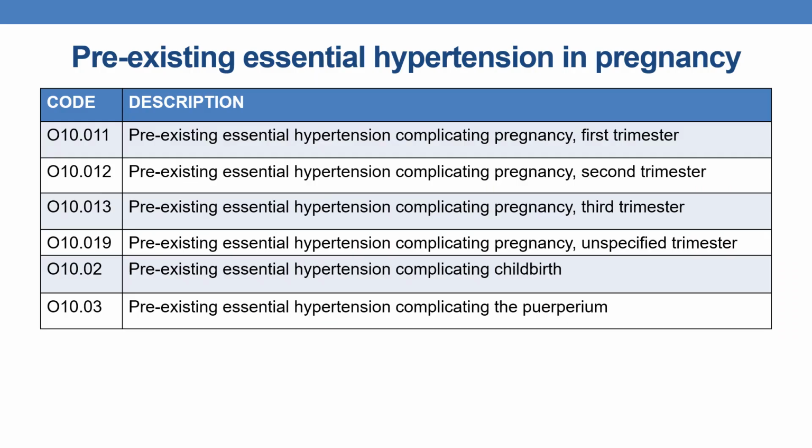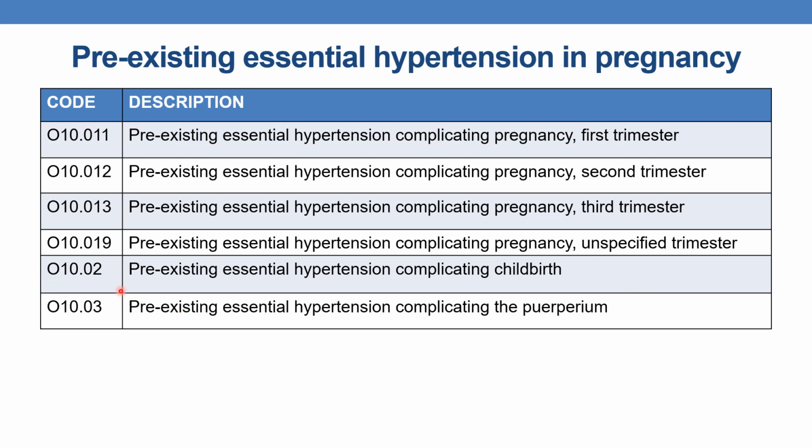Now here you can see the individual codes. O10.011 deals with pre-existing essential hypertension complicating pregnancy, first trimester. Here, 1, 2, 3, 4, 5, 6. The sixth character 1 indicates first trimester. Sixth character 2 indicates second trimester. Sixth character 3 indicates third trimester. And sixth character 9 indicates unspecified trimester.